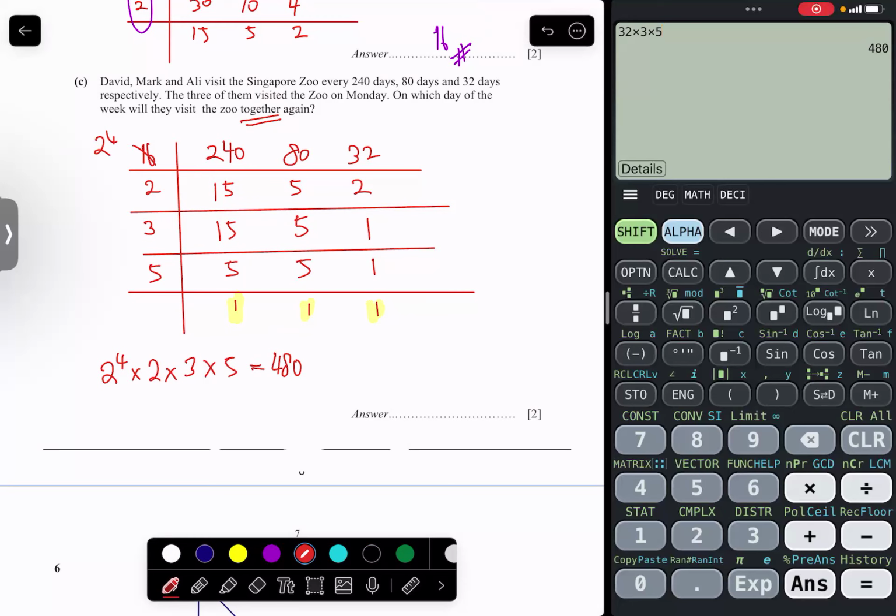So how many days is that? 480 divided by 7 will be 68 remainder something. So we find the remainder: 68 times 7 is 476, so there's a remainder of 4. Now this 68 means the number of weeks. So after 68 weeks directly, it will still be a Monday. Then there are 4 more days before they meet: Tuesday, Wednesday, Thursday, Friday. So they will meet on a Friday.